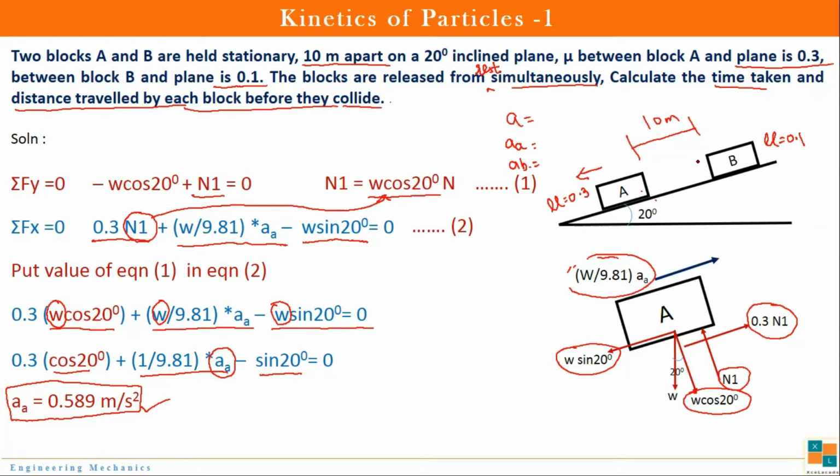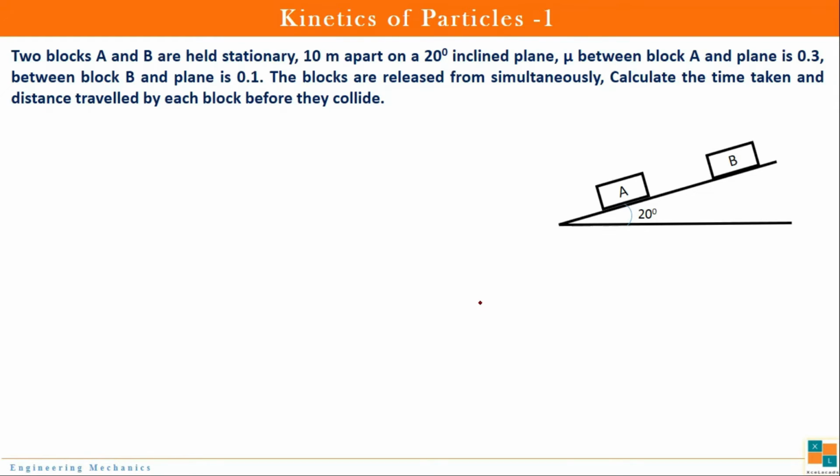Now similarly, there is a block B here whose coefficient of friction is given to us as 0.1. So I will follow a similar procedure to find the acceleration of block B. Let us start with that, and the first step we already know is to draw the free body diagram. So in a similar way, I will draw the free body diagram for B.